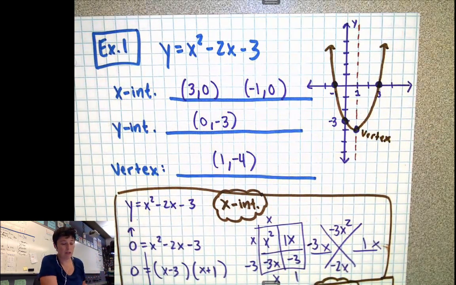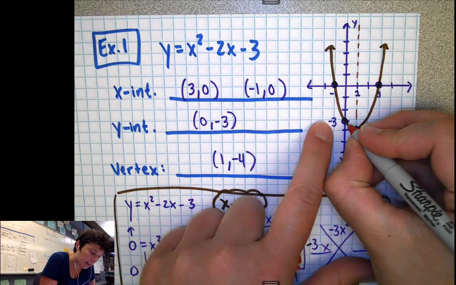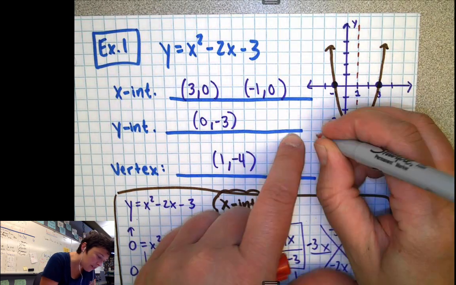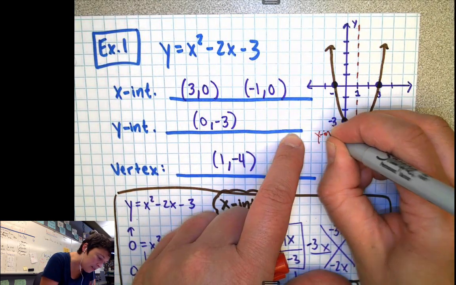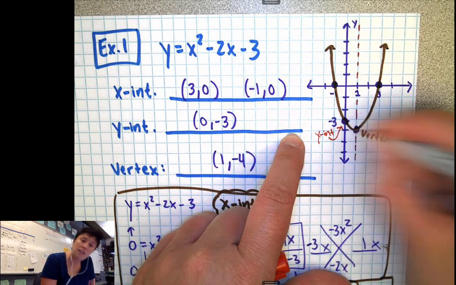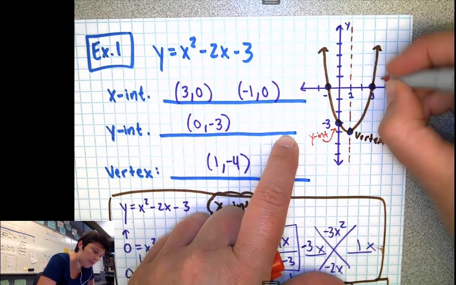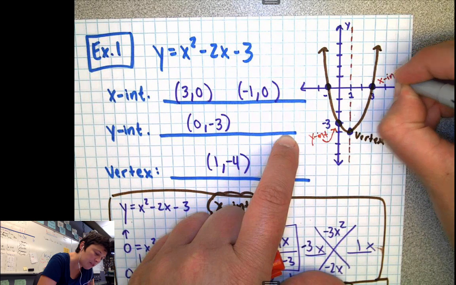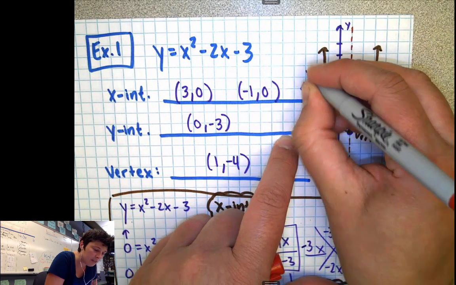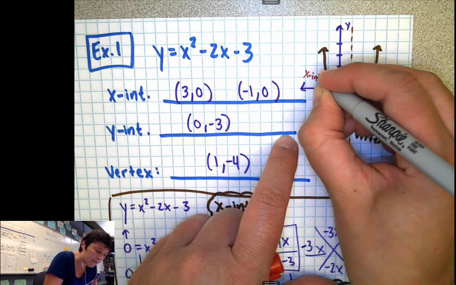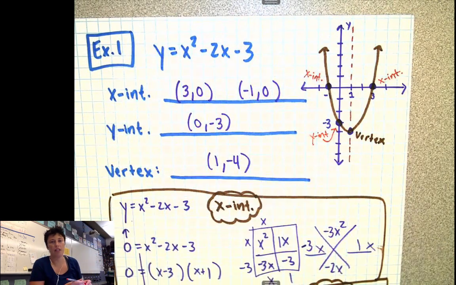I'm going to label my y-intercept, which is right here at negative 3. So I'm going to write y-intercept right there. I'm going to label my x-intercepts. There's 2 of them. X-intercept, there's a root right there. I'm going to label my other one right there. And I've got a completed graph.